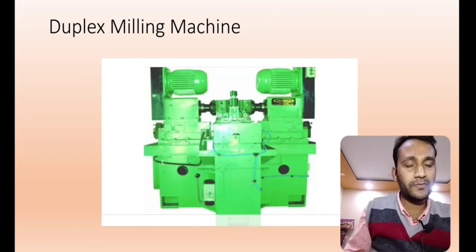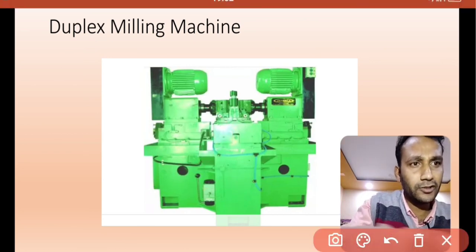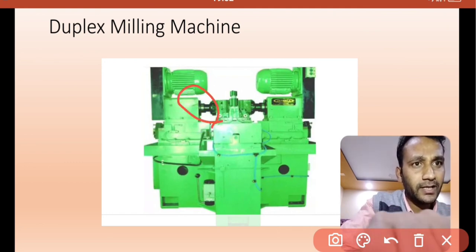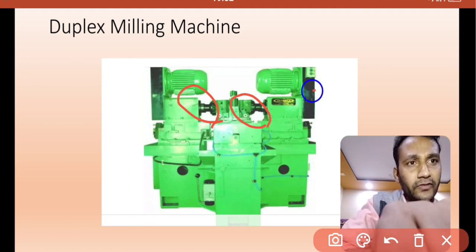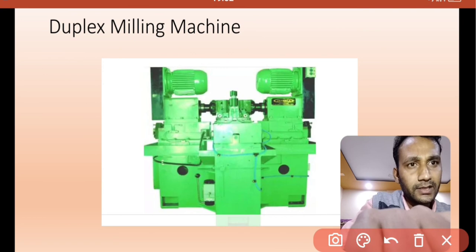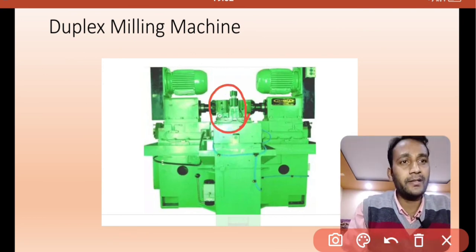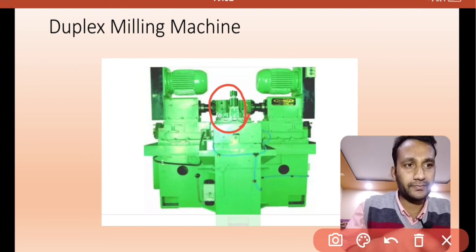But as far as the duplex machine is concerned, you can see this is the duplex machine, and in the duplex machine there are two milling cutters. One milling cutter is over here and the other milling cutter is over here, and these two milling cutters are operated by two different motors. And these are performing the machining over the same workpiece. So this kind of setup is called a duplex milling machine, where two milling cutters are simultaneously used to perform the operation over any workpiece.